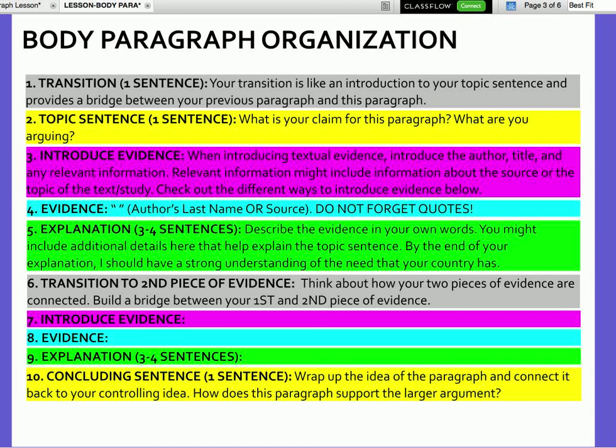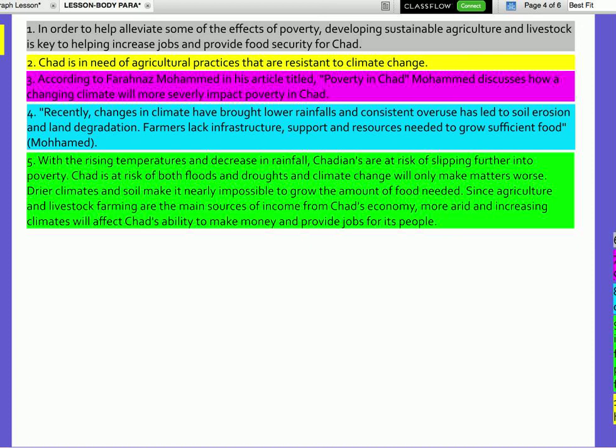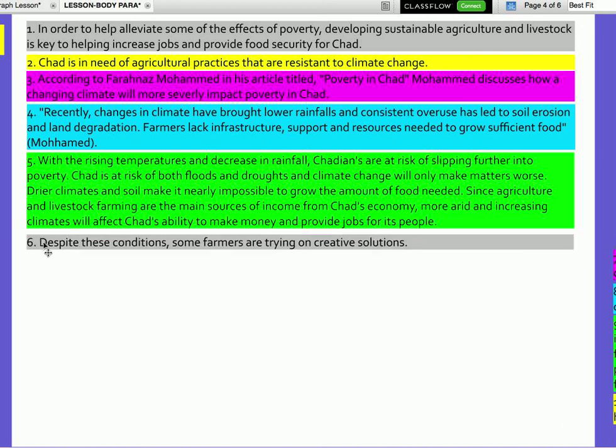The next thing that I'm going to do is I'm going to transition to my second piece of evidence. So remember that your transition is building a bridge. You're building a bridge between your first piece of evidence and your second piece of evidence. It can be a really simple sentence, but it should connect the two ideas. So this is how I do it. Despite these conditions, right, the conditions of the temperatures and the decrease in rainfall, some farmers are trying creative solutions. So that's what I'm going to talk about next. I'm going to talk about those creative solutions. First, I talk about the conditions, then I talk about the solutions that are being used.